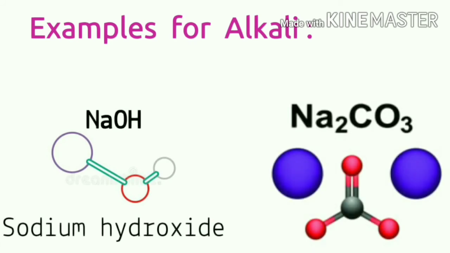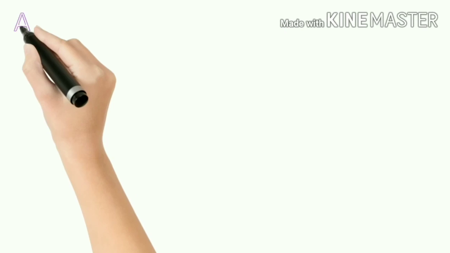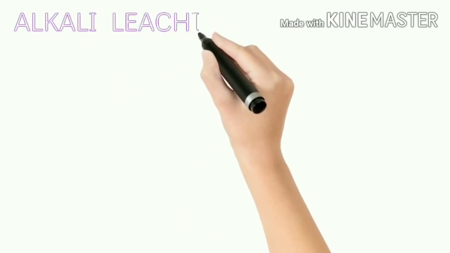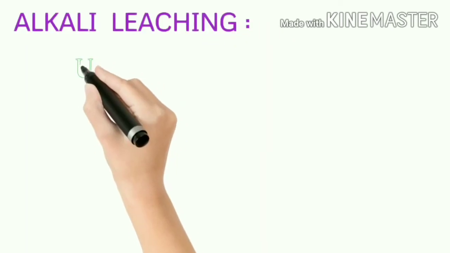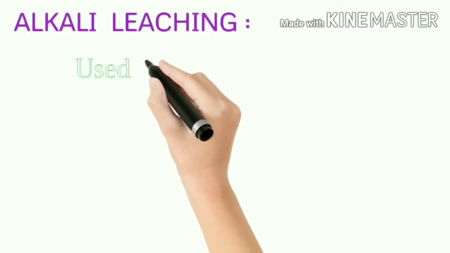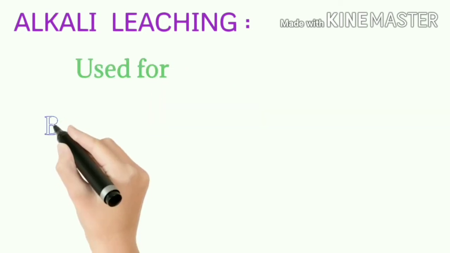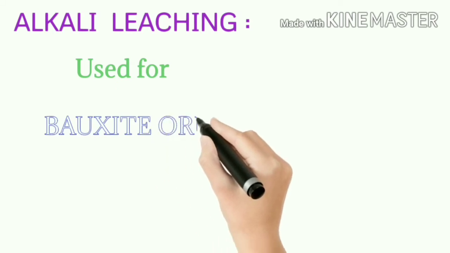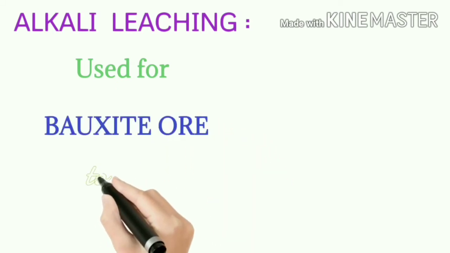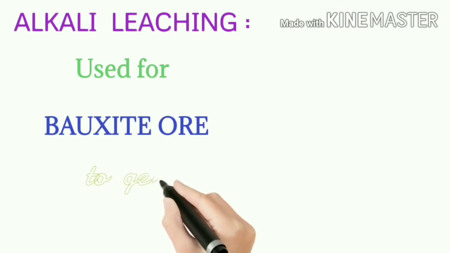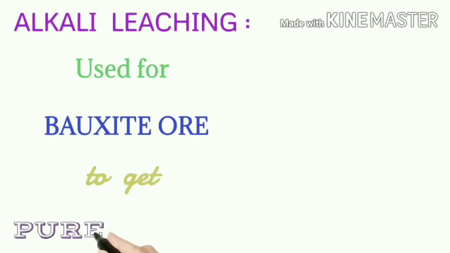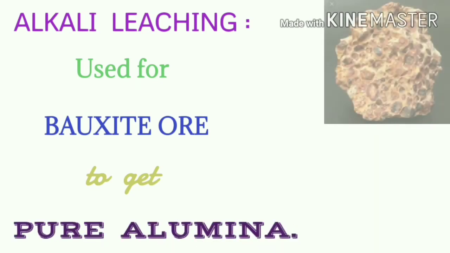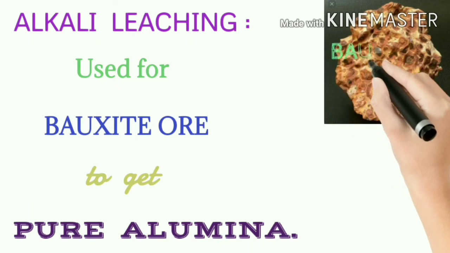Now here we are using a solution of sodium hydroxide or sodium carbonate. So for this alkali leaching, alkali is the solvent, and here we have to do the process with crushed ore, and here I am using bauxite. Bauxite is an ore of aluminium, and this ore is going to convert into pure alumina. So from the bauxite ore we are going to get this pure alumina. This is the process we are going to see.